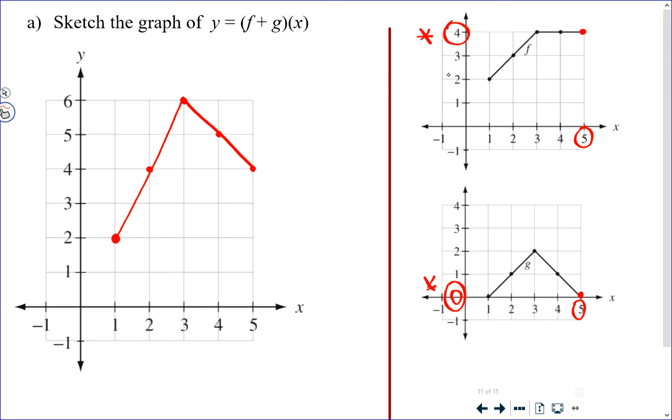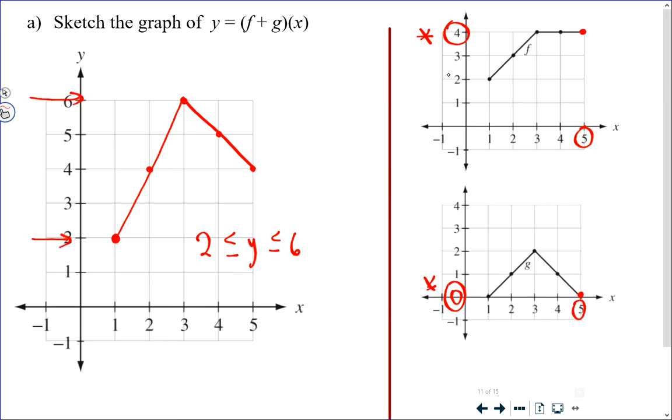Now, be aware of something here. I could have asked you, instead of to sketch the graph, I could have said, what's the range? When you look at this graph, the range is going to be from 2 to 6. The lowest value of y is 2, the highest value of y is 6.